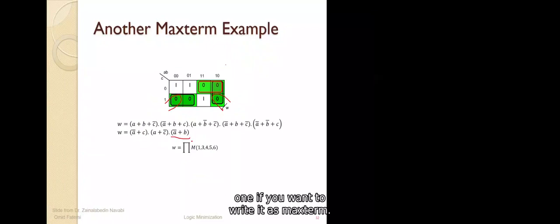If you want to write it as max term, you could write it here. Let me put the numbers on that: 0, 1, 2, 3, 4, 5, 6, 7. So the zeros are 1, 3, 4, 5, and 6. These are the max terms. Okay. Any questions?